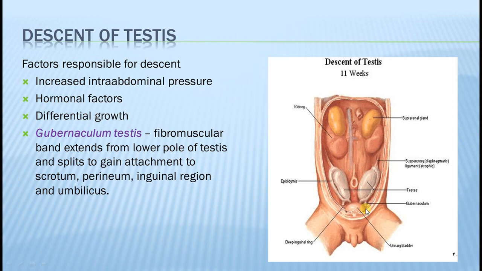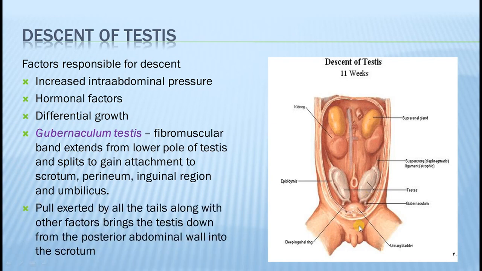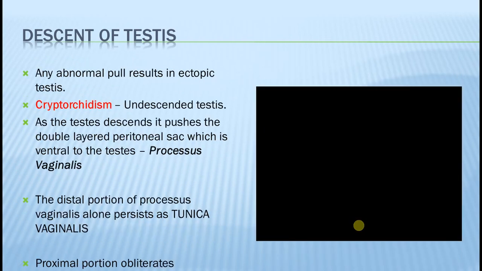So the gubernaculum testis, a fibromuscular band, extends from the lower pole and splits into various bands, which get attached to the perineum, pubic bone, inguinal region, even the umbilicus and upper part of the thigh. When these bands shorten, the testis has to come down. So it brings the testis down due to the pull exerted by this. Any abnormal pull results in ectopic testis. That means it might go somewhere apart from the scrotum, such as the medial side of the thigh.